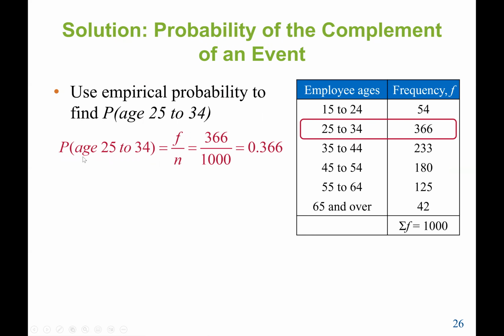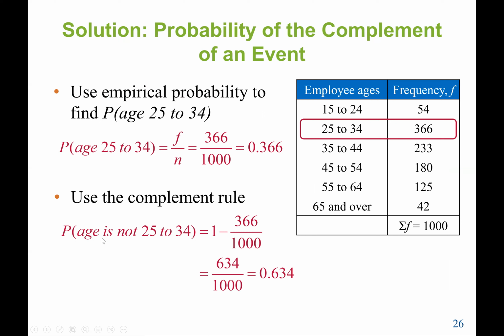As we said earlier, the probability that the age is between 25 to 34 is 366 divided by 1,000. Now, the probability that the age is not that amount, then we're going to subtract 0.366 from 1, and that will give us 0.634.